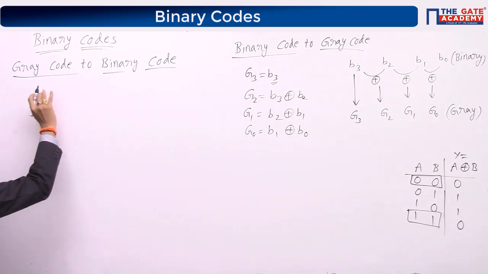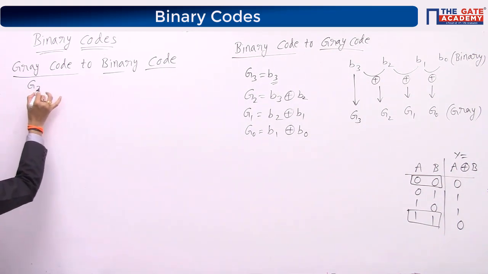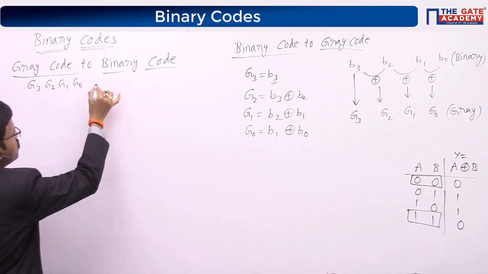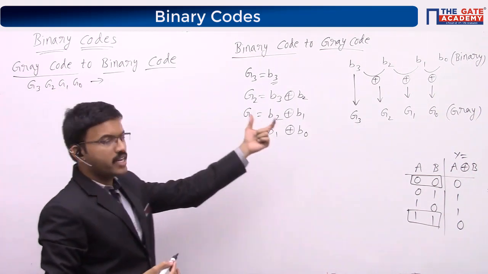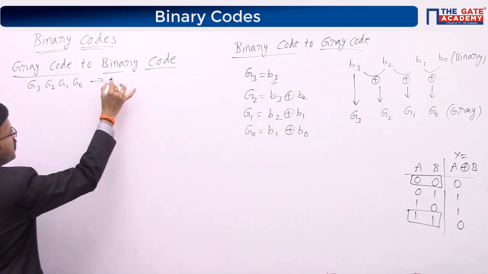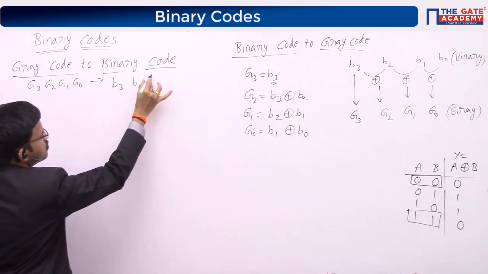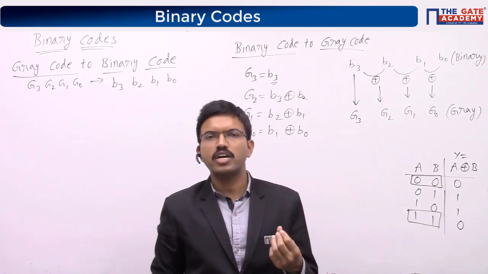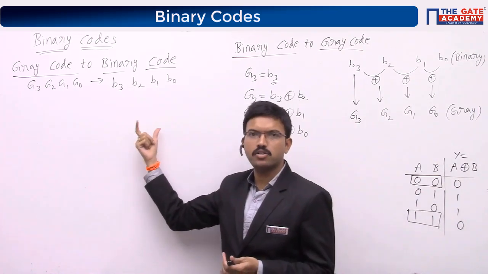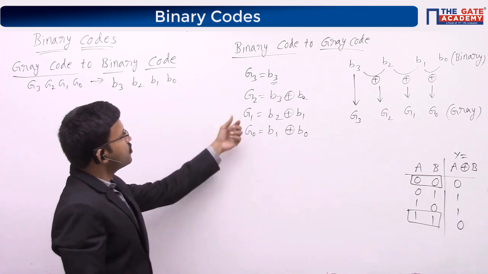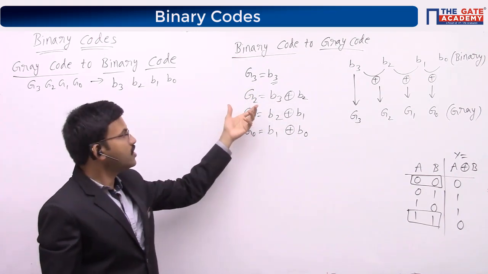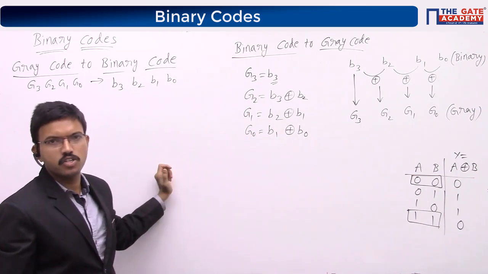That means we are having the gray code. That means G3, G2, G1, G0 is available. We want to convert that gray code into binary code. That is B3, B2, B1, B0. If we are having the gray code, then how to convert that gray code into binary code? Now let us see. So here, if you observe, we are having the formula for gray code, right? From this, now let us get back our binary code.